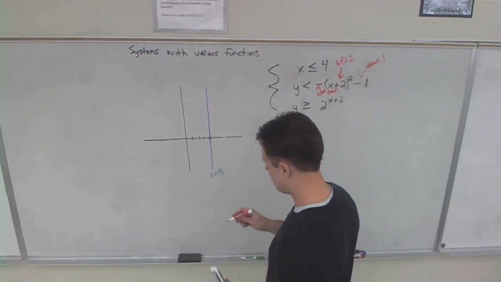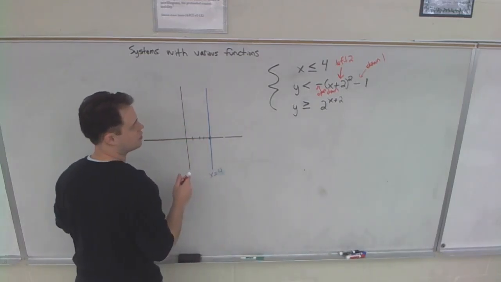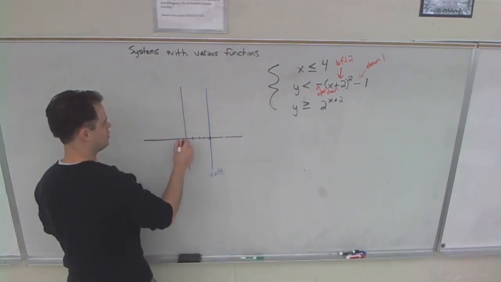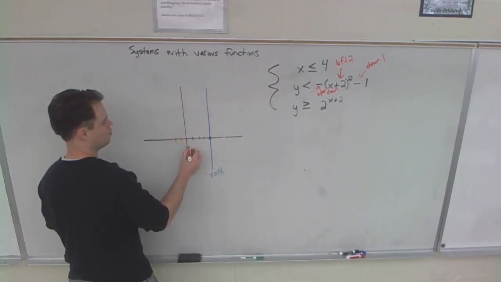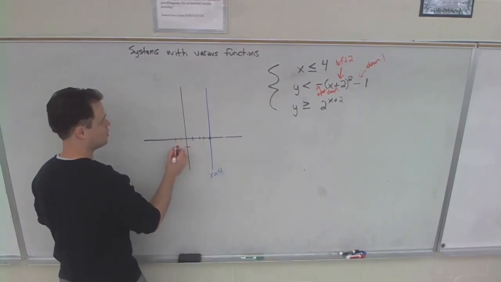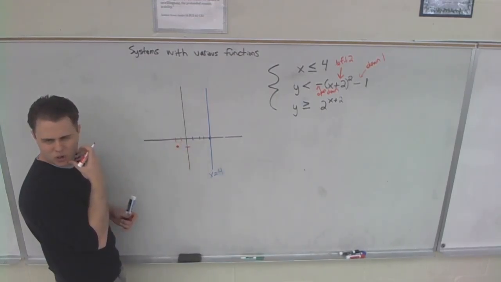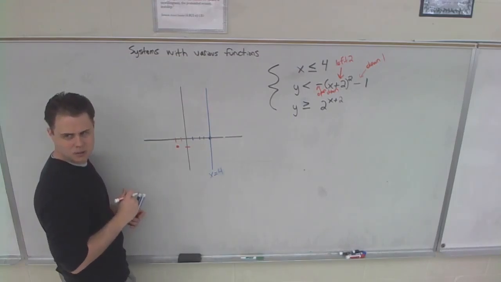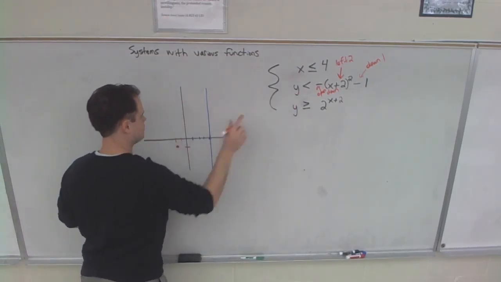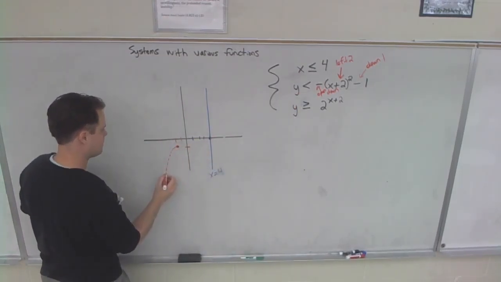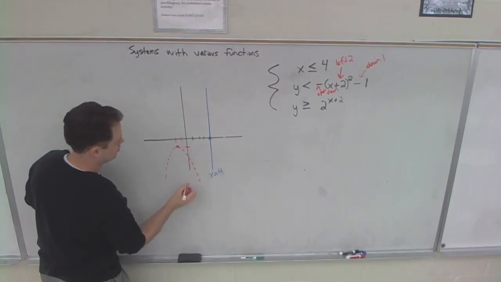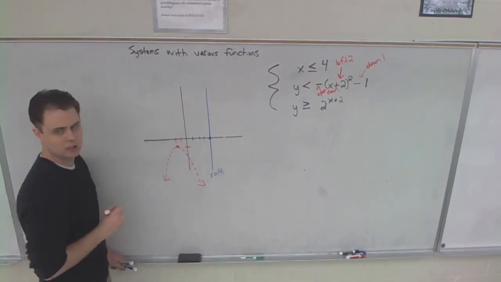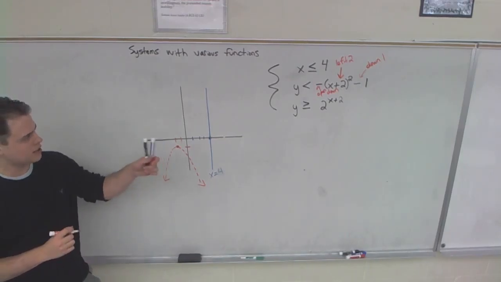So we're going to go and draw that guy. I had red, so let's use red. So let's see. Left by 2, down by 1. Here's the vertex. Opening down and solid or dashed? Dashed. Just going to kind of sketch it. There we go. All right, exponentials.